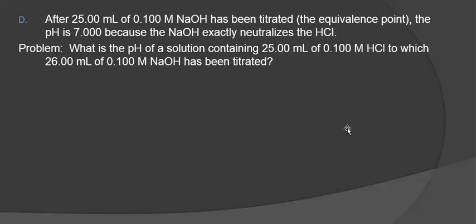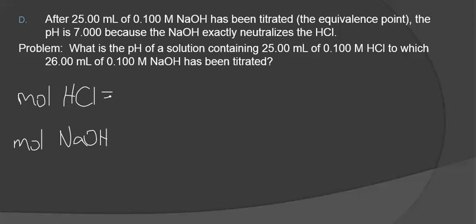After you add 25 mL of 0.1 molar NaOH, you've reached the equivalence point because all of the acid and all of the base have reacted. The next problem, though, we want to find the pH of the solution after we've added 26 mL of 0.1 molar NaOH. Just like before, I need to find the moles of acid and the moles of base.